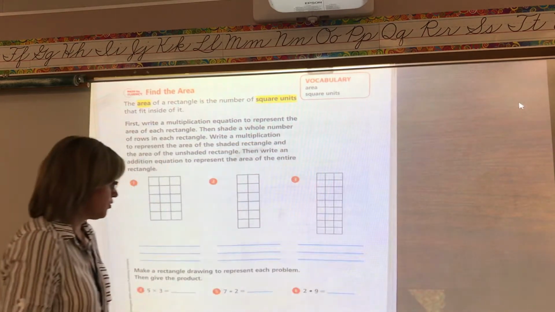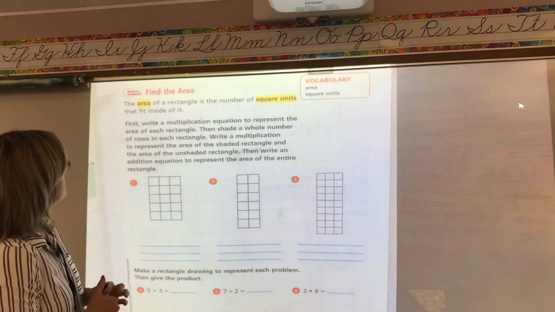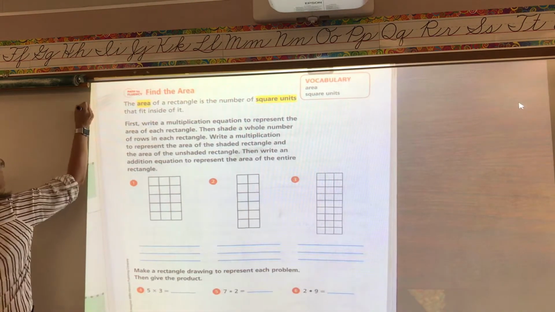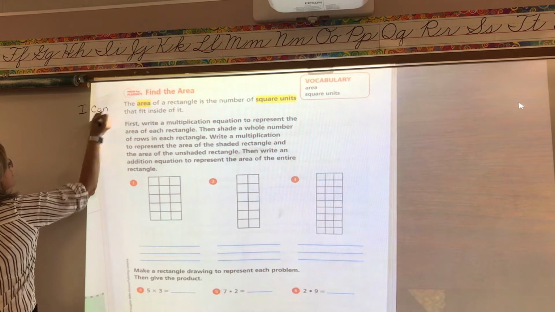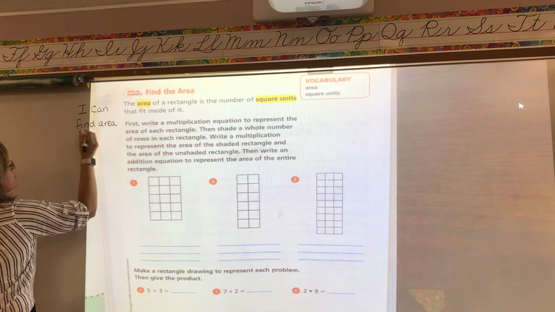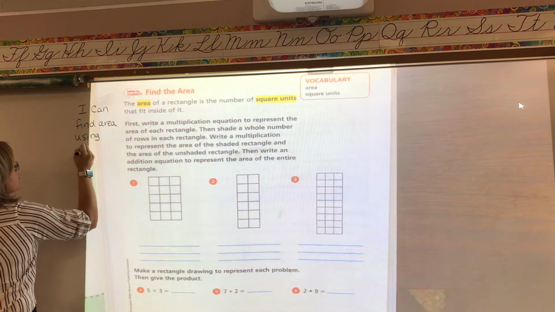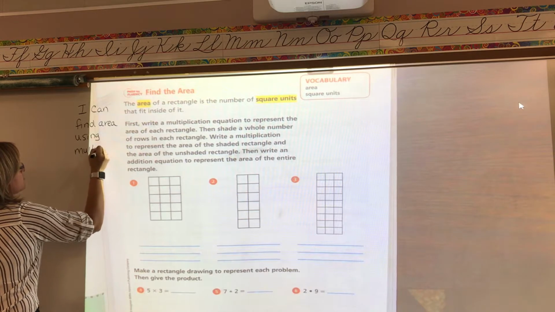Today, I need you to pull out page 55 from your math book. Our I can statement today is, I can find area using multiplication.